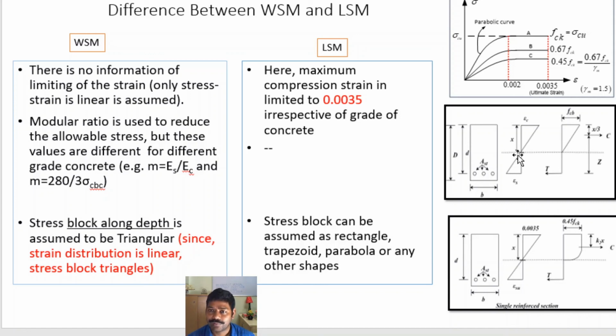Okay. Now the difference is coming in the stress block. In the working stress method, strain and stress are linearly related, since we are using elastic analysis, so we are limiting the stress up to the elastic limit. So the stress block also will be triangular, similar to our strain block in the working stress method.